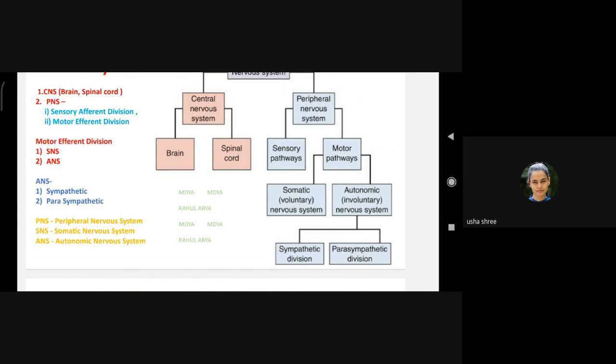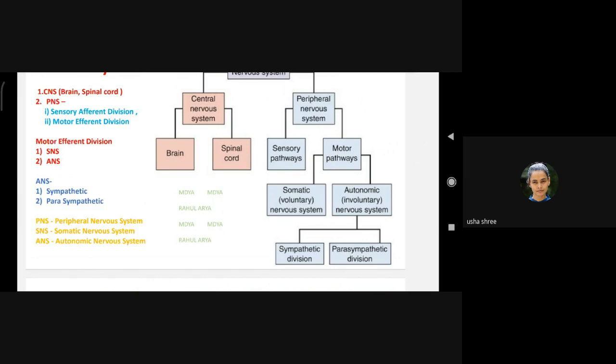Means just take an example of that snake only. Either you have to fight with the snake or just run away from that place. Okay, so fight or flight away from that place. This is the condition of sympathetic nervous system. In sympathetic nervous system, digestion is slowed down, and just opposite in parasympathetic nervous system.